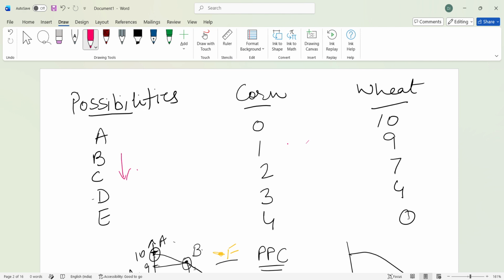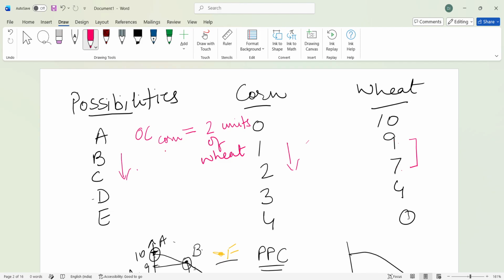That is, if I want one more unit of corn to be increased, how many units of wheat do I have to sacrifice? From 9 to 7, I'll go from 9 to 7. I will decrease my wheat production by 2 units. So that basically means that in order to increase my production of corn by 1 unit, I have to sacrifice 2 units of wheat for it, right? Now, this is what we call the opportunity cost for corn. 1 unit of corn is equal to what? 2 units of wheat.